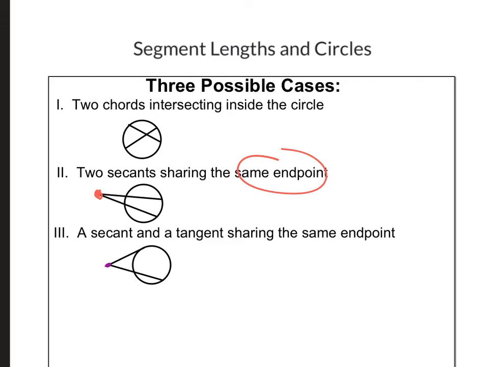And then the final option, you have one secant again. So again, a secant is going to intersect the circle twice. And then you have a tangent, which we saw earlier in the section. It only intersects the circle at one point. Remember, that's the one that forms the right angle with the radius and all that stuff. But if you have one secant and one tangent and they share an endpoint, again, there's certain conditions.